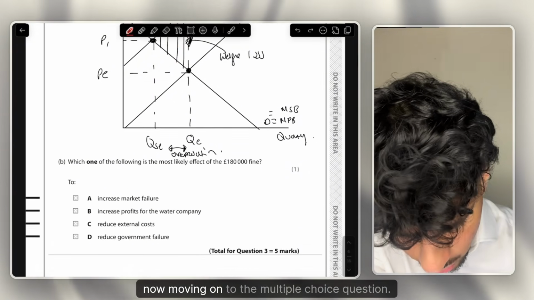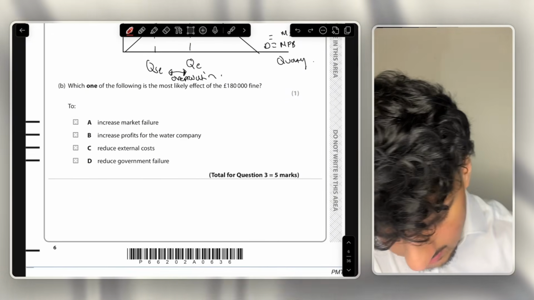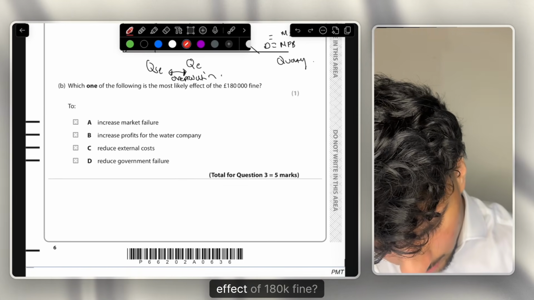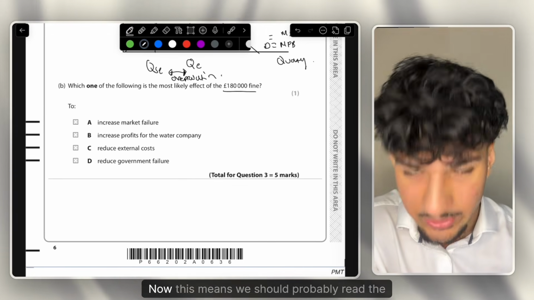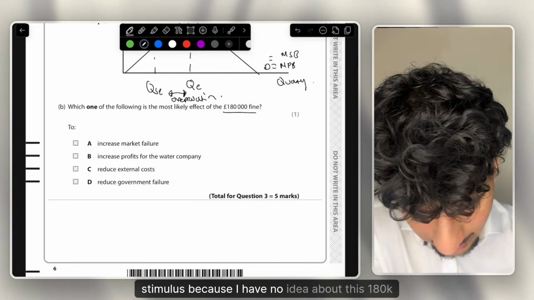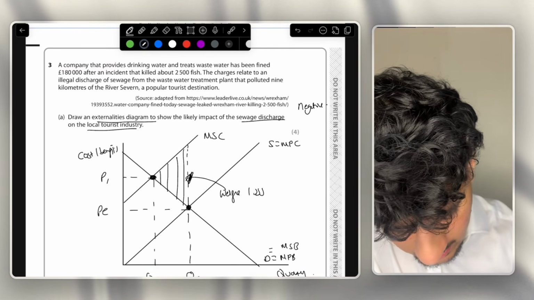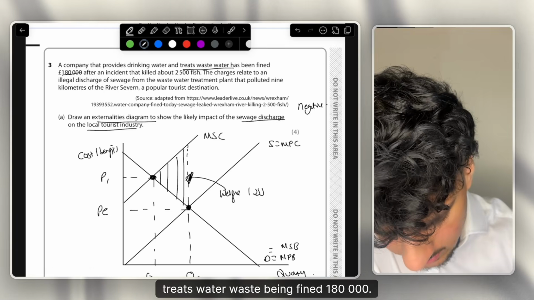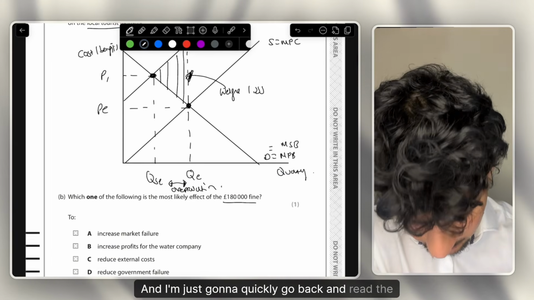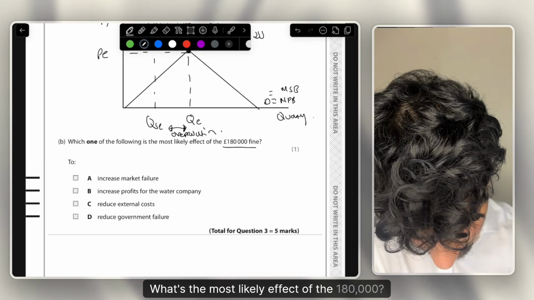Okay, now moving on to the multiple choice question. So which of the following is the most likely effect of a 180k fine? Now this means we should probably read the stimulus because I have no idea what this 180k fine is. So a company that provides drinking water, treats waste water, being fined 180,000. What? And I'm just going to quickly go back and read the options. What is the most likely effect of the 180,000 fine?